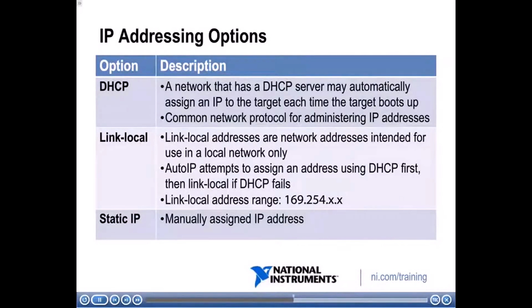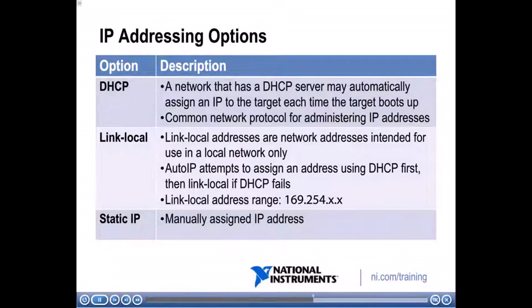The next one I want to talk about is link local. Link local addresses are network addresses intended for use in a local area network only. A link local address is always going to start with 169.254 followed by two more numbers. The auto IP feature, when you connect something to the network, will first try to see if there's a DHCP server. If there is no DHCP server, then it'll automatically try to use a link local address. So let's say I have a real-time target with auto IP.